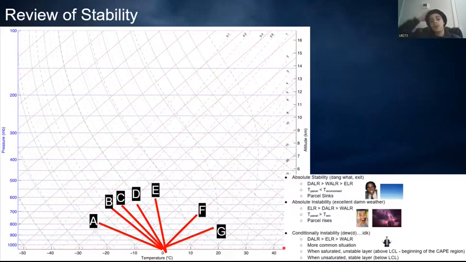Now we're going to review stability a little bit. Sorry, I have this winter hat on and I'm just going to take it off.